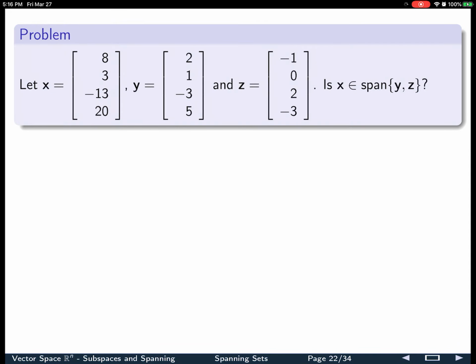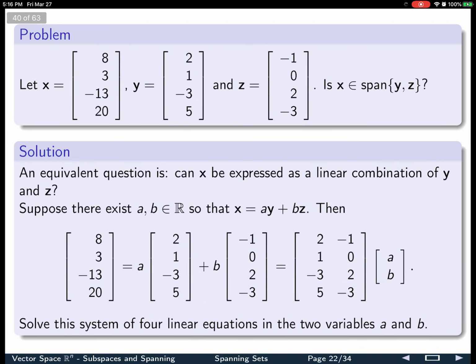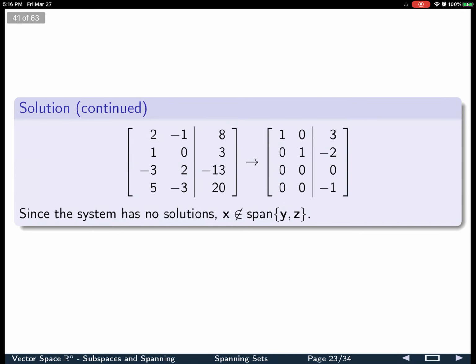Here's basically a vector equation, just in different terms. We're trying to decide whether x is in the span of y and z. And you could set that up as a vector equation where your weights are a and b in this context. But that just boils down to row reducing and seeing if you have a consistent system. In this case, we don't. And x wouldn't be in the span of y and z. x wouldn't be in that plane.